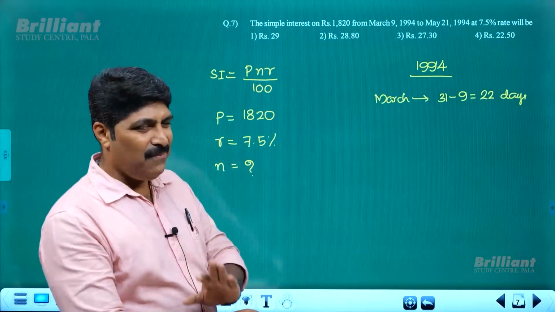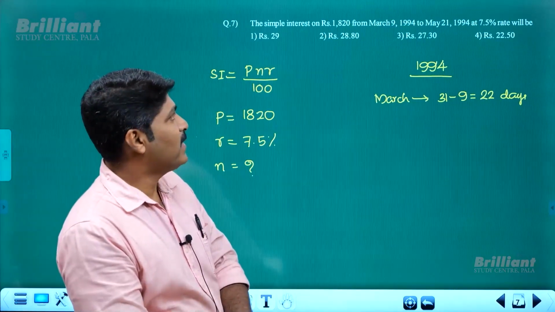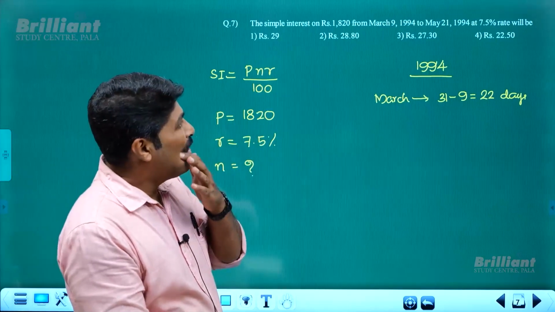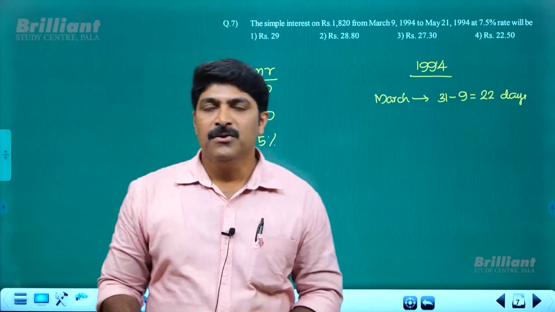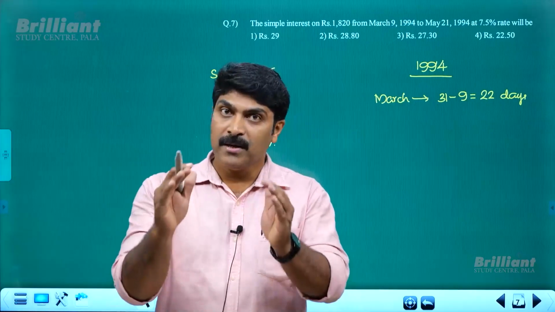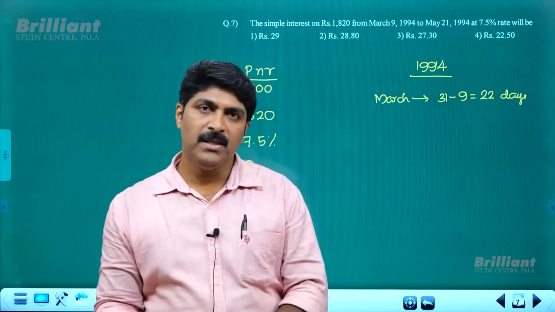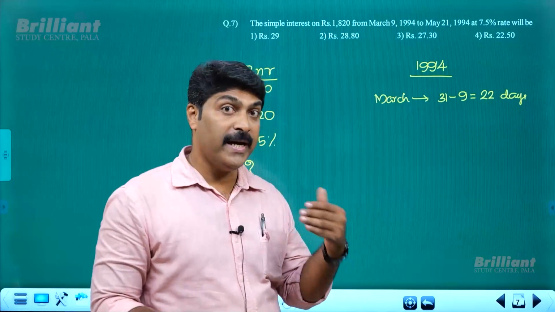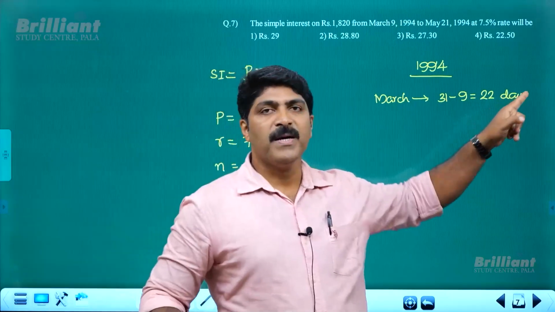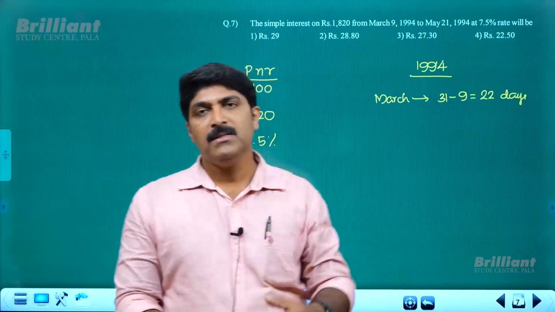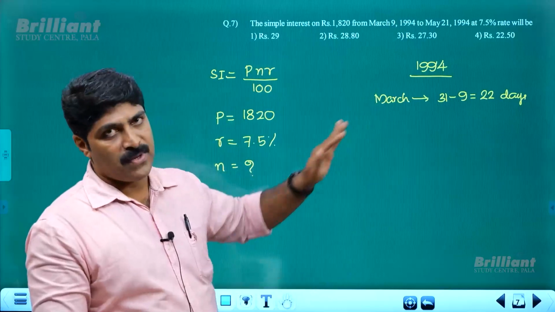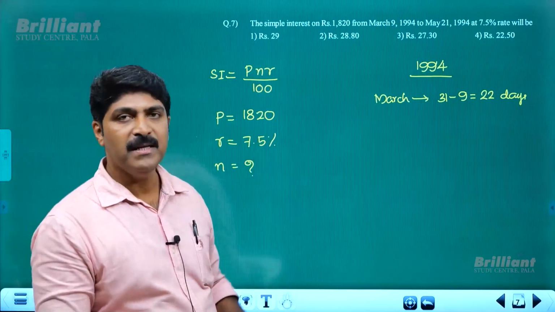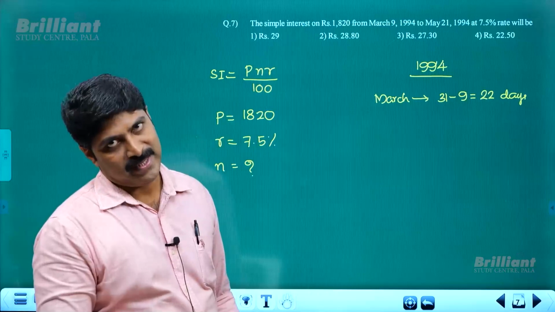There may be a slight confusion here. Suppose he took the loan from March 9th; do we need to include that particular date also? If you start counting from March 9 onwards, the number of days will become 23. But in this type of question, you have to keep the values like this, that is directly 31 minus 9, which equals 22 days.